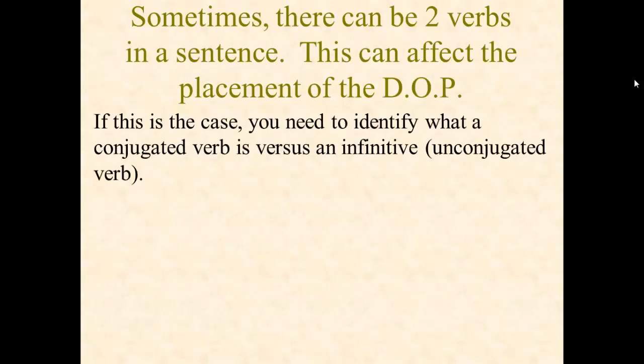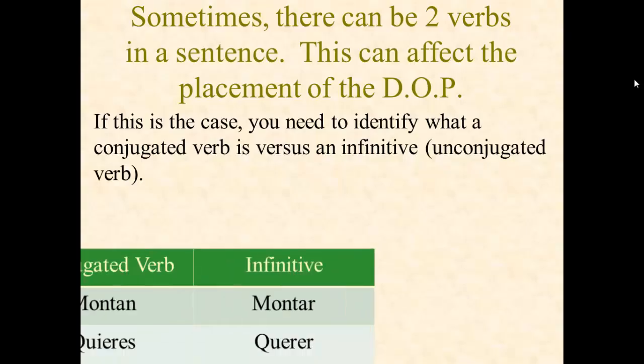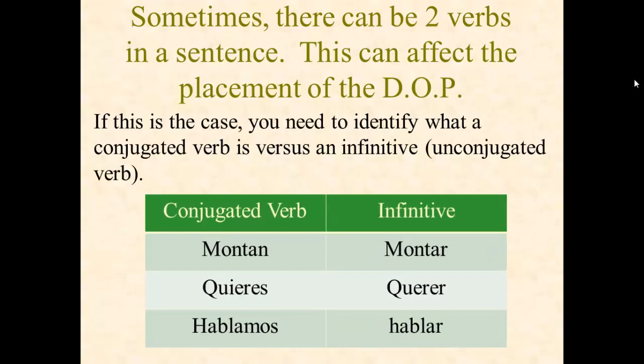Alright, sometimes there can be two verbs in a sentence, and this can affect the placement of the direct object pronoun. If you see two verbs, you need to identify what is the conjugated verb and what is an infinitive. So I'm going to give you some quick examples. The conjugated verbs would be montan, quieres, and hablamos. Their infinitive forms are montar, querer, and hablar. The unconjugated form of a verb is called an infinitive, and everything else is a conjugated verb.